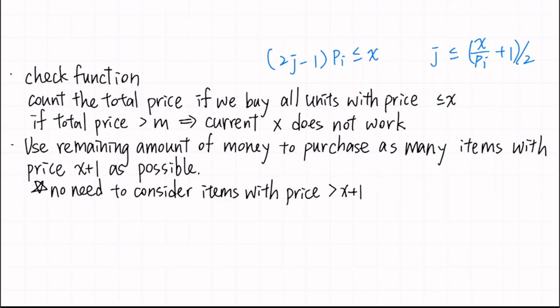So if we found the value of x, then this means that we cannot include all of the units that have a price of x plus 1, since if we could, our binary search would have resulted in a larger value. So we can just safely add the items with prices x plus 1 and add as many of them as possible. And next, let's look at the code.